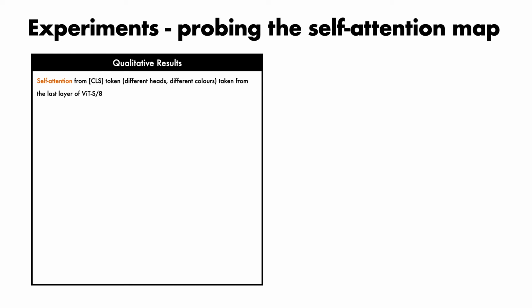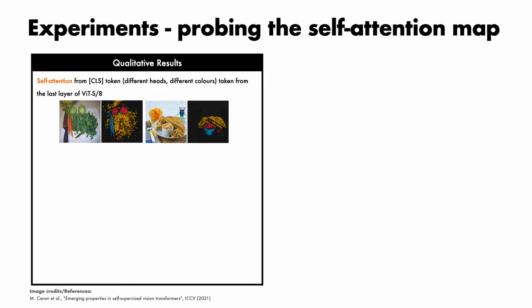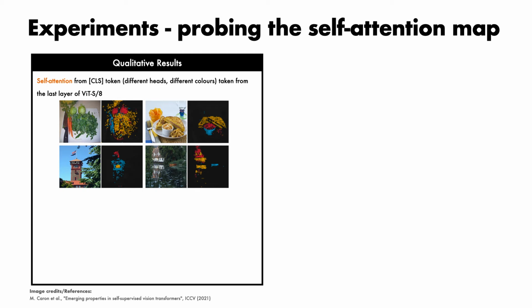To dig deeper into the information contained within the self-attention maps of Dino, the authors next visualize self-attention from the CLS token from the last layer of ViT-S/8, this time colouring the attention of different heads with different colours. We observe that Dino is able, to some extent, to perform a kind of semantic segmentation of vegetables and slightly less healthy food, a tower and a small flag fluttering above it, and a boat near a river dwelling.